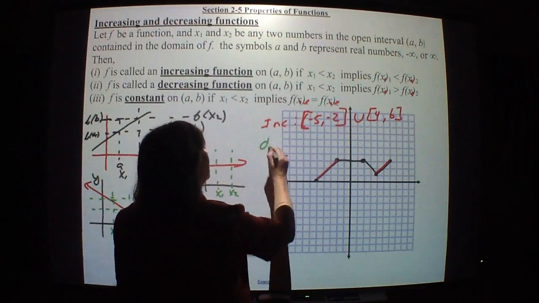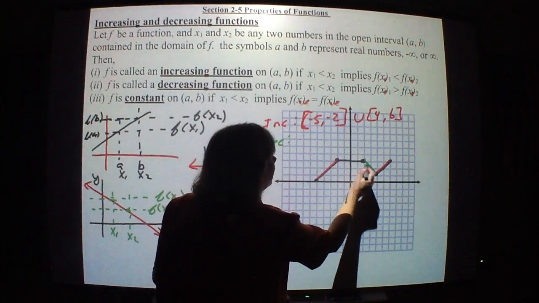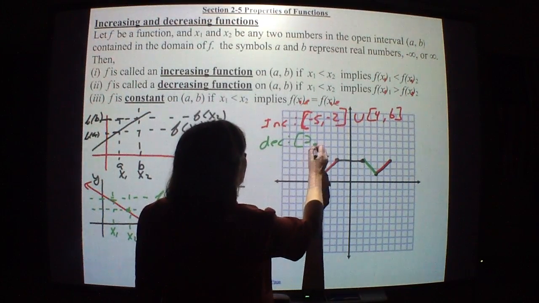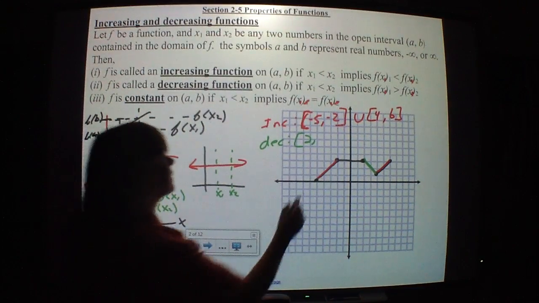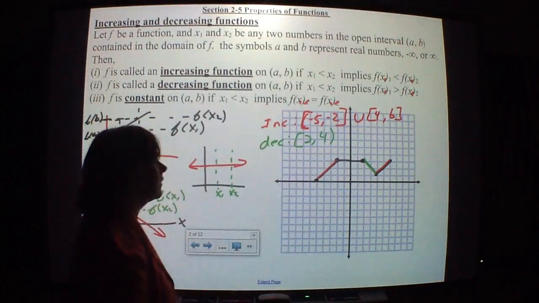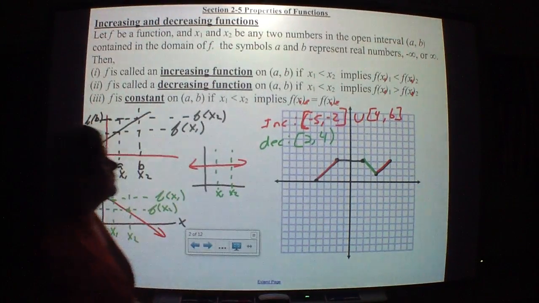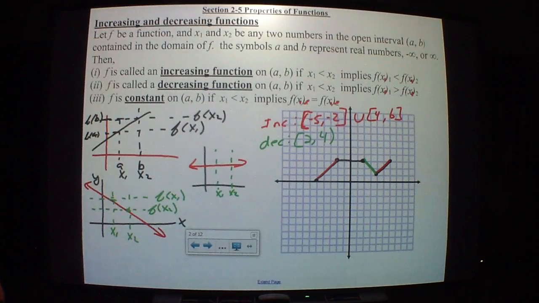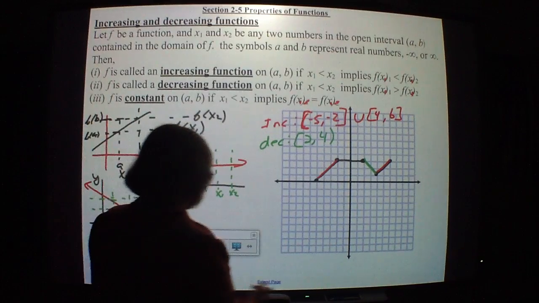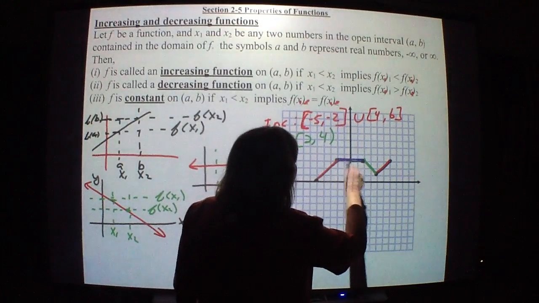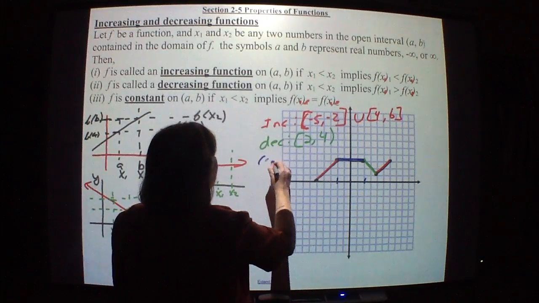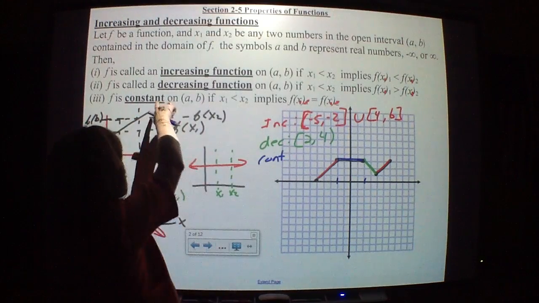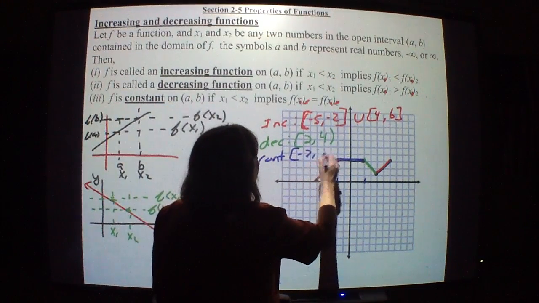It's decreasing just right there. So it's decreasing from 2 to 4. Okay? And it's constant right here. So from -2 to 2. So constant. It's a constant from -2 to 2.